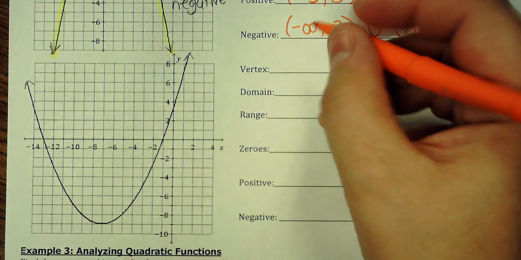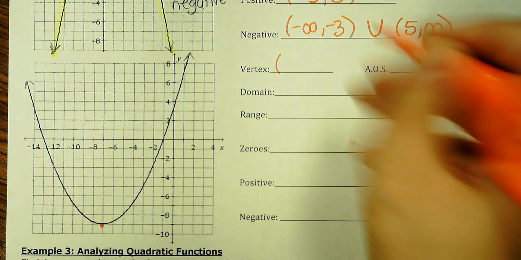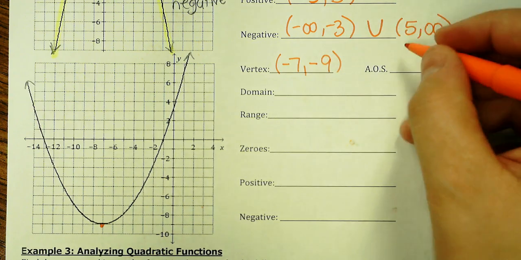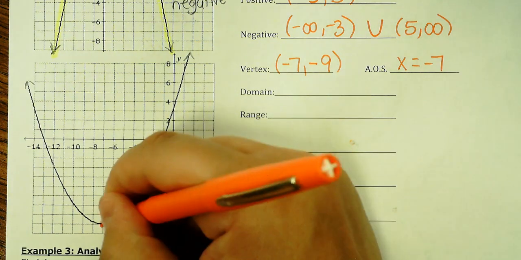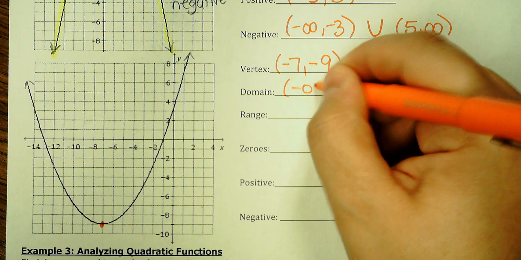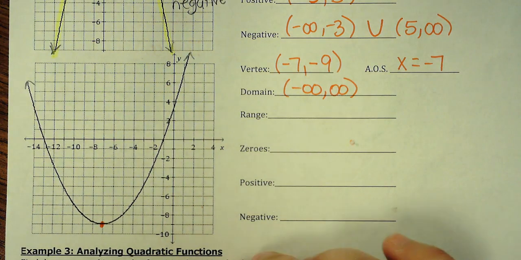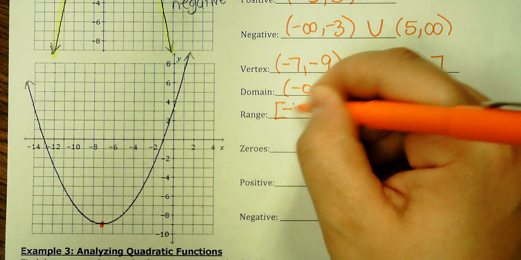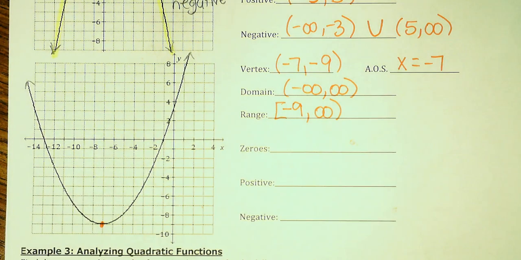Okay, I'm going to run through and tell you the vertex, which is -7, -9. The axis of symmetry is going to be x equals -7, right up the middle. I'm not going to draw on this one. All these graphs go left and right forever. So the domain is going to cover all real x values, which is -infinity to infinity. The range, the first value you're going to touch is that -9. The rest of the graph is above that, so -9 to infinity for my range.